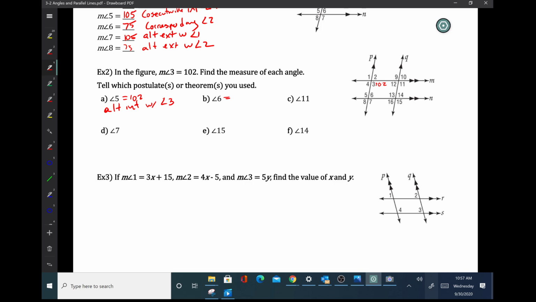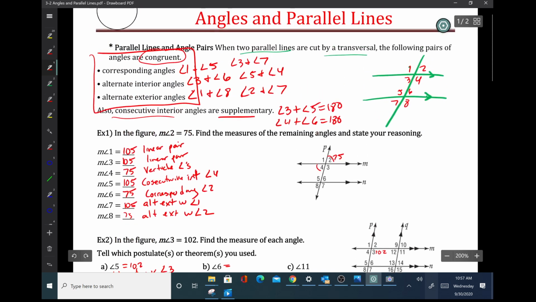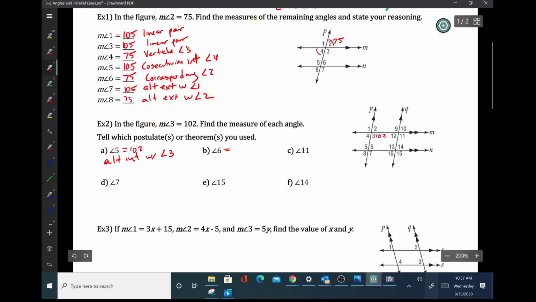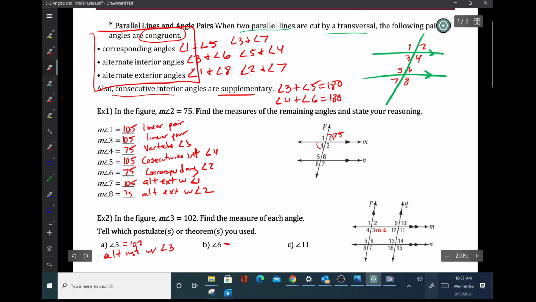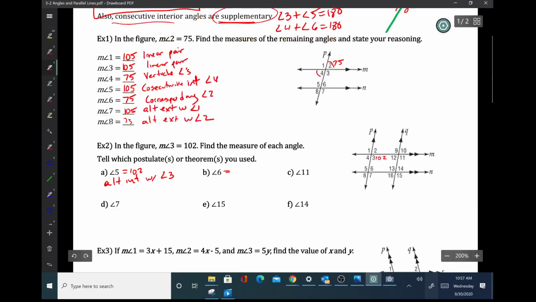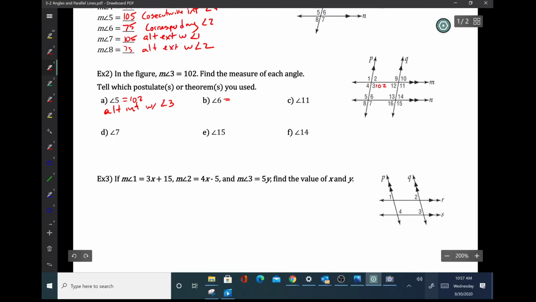Oh, they're interior. Forgot what the first word. It's consecutive interior, right? Okay, so consecutive interiors are not congruent. Consecutive interiors are supplementary. Oh yeah. So this is 78.